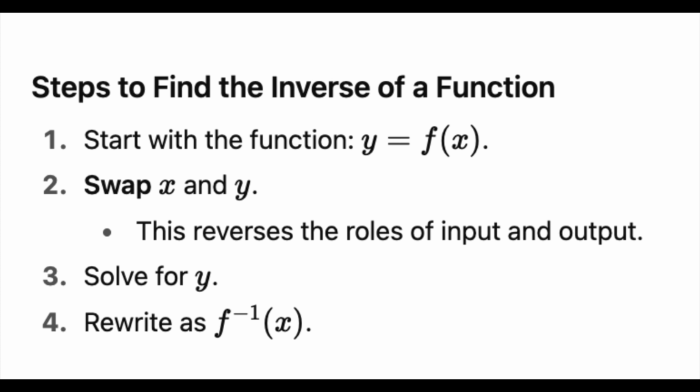It is 4 simple steps. First, we start with our function, and instead of it being f of x equals, we write it as y equals. Then for step 2, we swap x and y. We do this because this reverses the roles of input and output. Then our third step is we solve for y, and our last step is that we rewrite it in inverse notation, as the inverse of f of x. And those are our 4 steps. Now that we have those written down in our notebooks, we can move on to our first example for today.